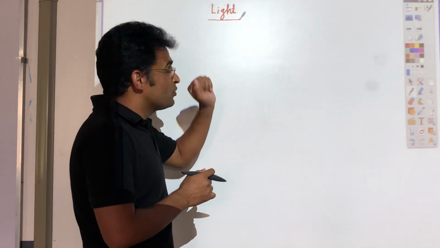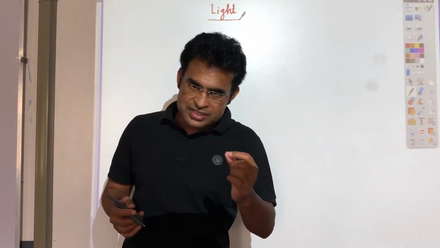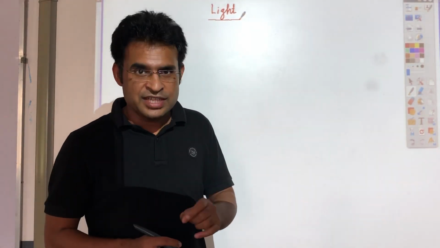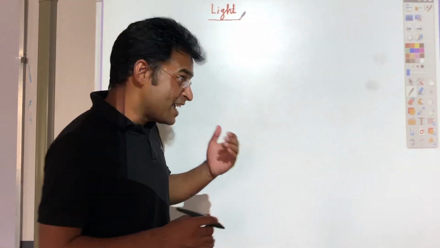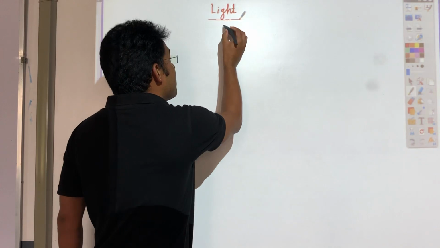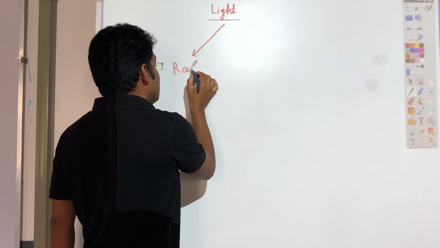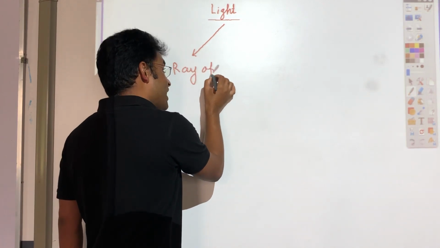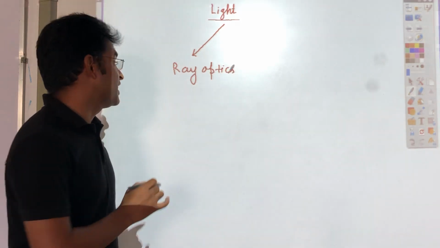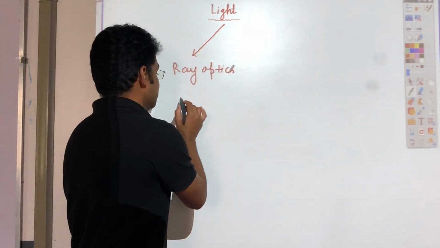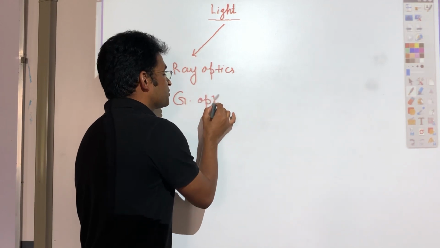So what's the analogy here? Light can do several things. Light can form images, it can generate a heating sensation, it can create energy, it can excite electrons. Whatever light can do, that part of this chapter we call ray optics. If you are studying what light can do, that is called ray optics, or in some books it's written as geometrical optics. Both are the same thing.